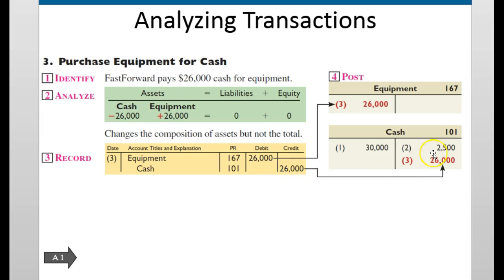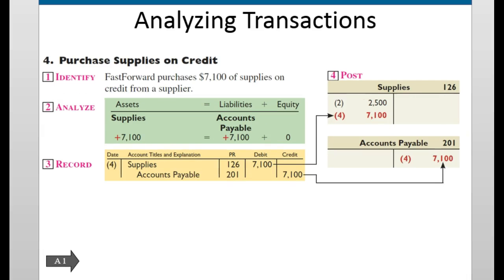And again, when you post, this is how you post, 2,600 debit in equipment and 2,600 for a cash decrease. Making sense here now?